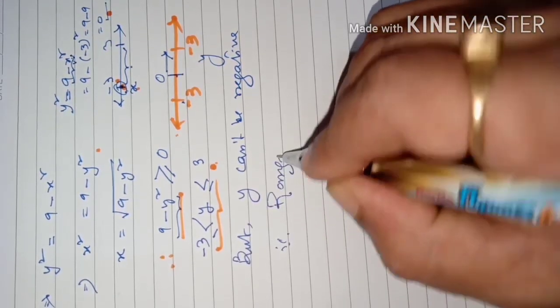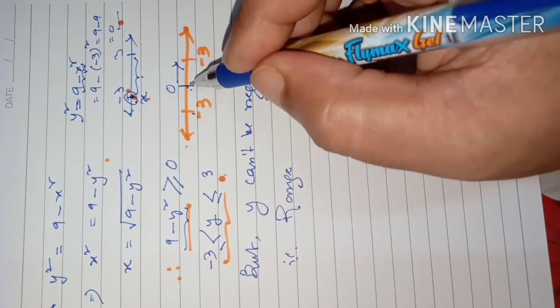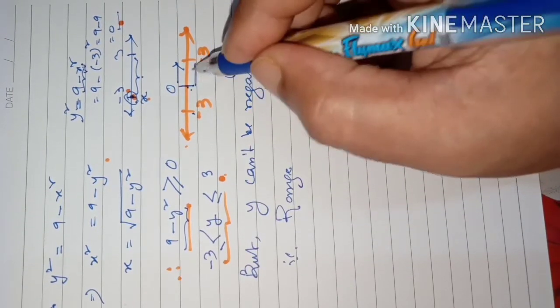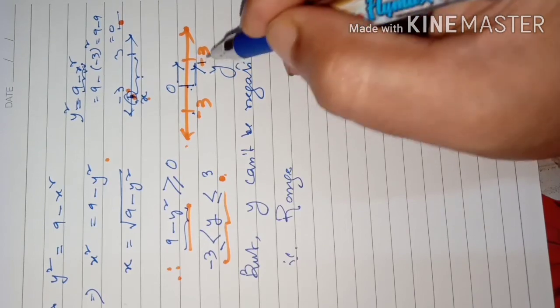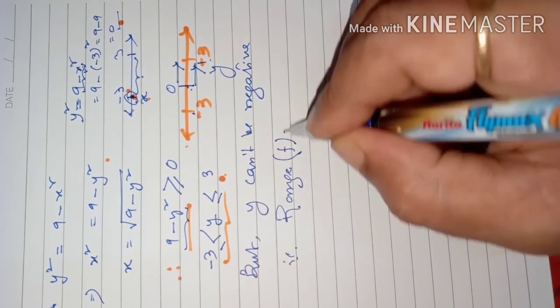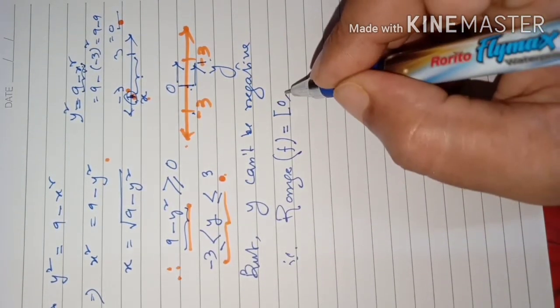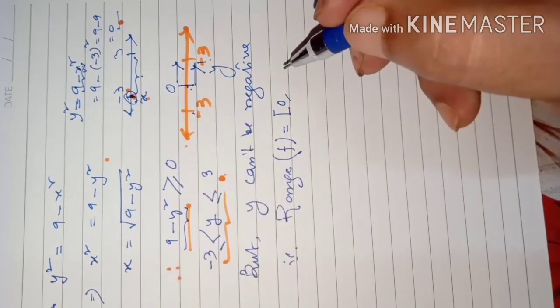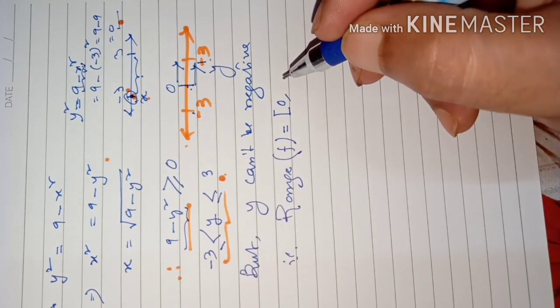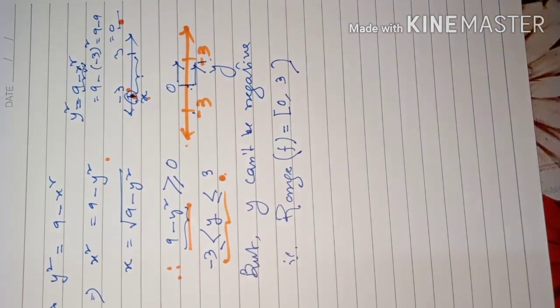The range of the function is starting from 0, because if y cannot be negative, y can take from 0 to plus 3. 0 to plus 3. Sorry, this is plus 3. So range of f is equal to, starting from 0, it will get 0, and it will get up to plus 3. This is the range. Okay, students?